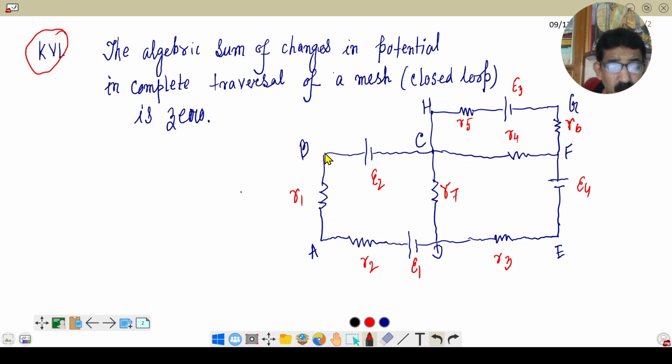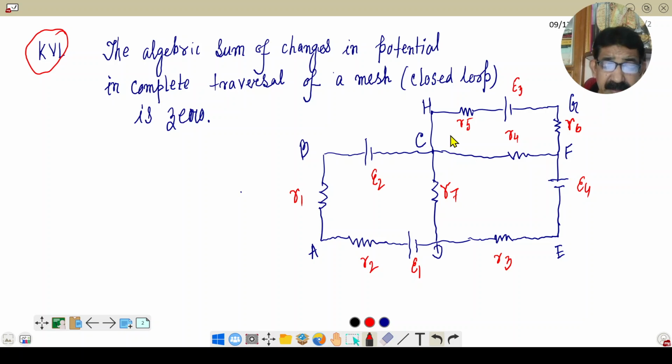So this is a closed loop. BADC is a closed loop, and CDEF is another closed loop. CFGHC is another closed loop. There is another closed loop, BADEFCB. This is another closed loop. Similarly, HCDEFGH is another closed loop. So there are so many closed loops here.